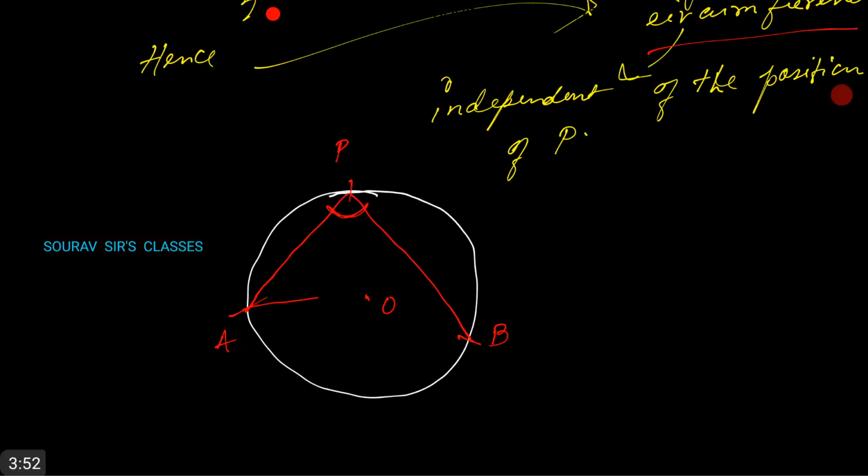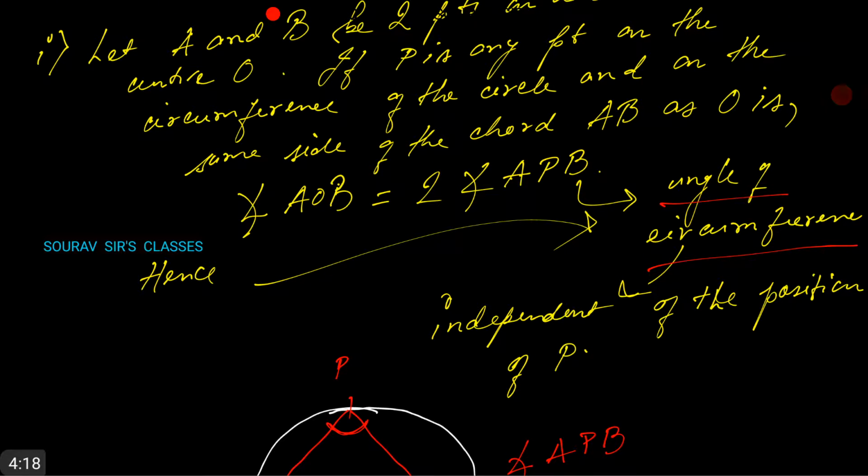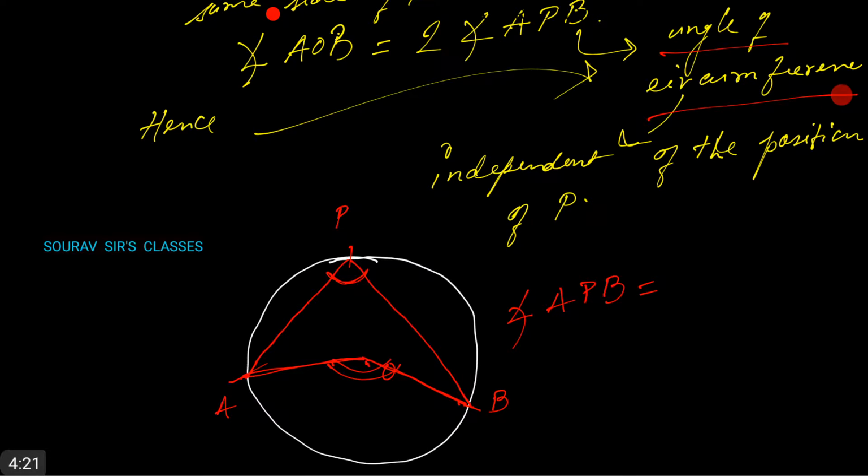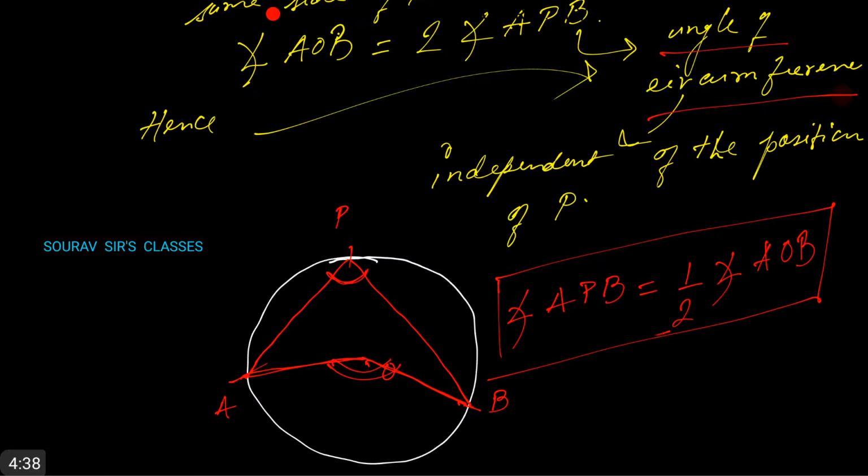And AOB, just write it with a double, and we now state that angle APB is, as you can see, half of angle AOB.